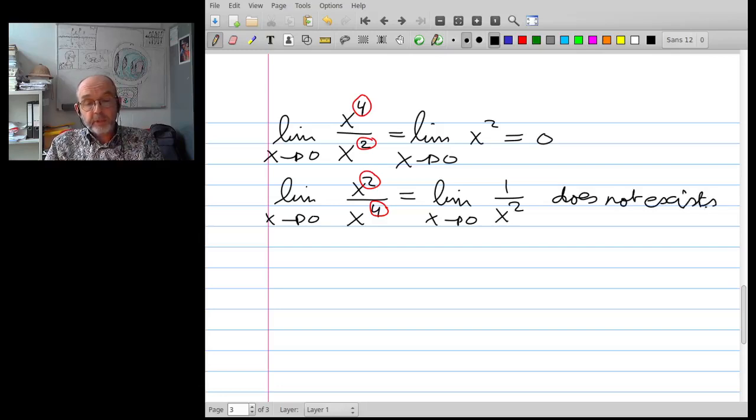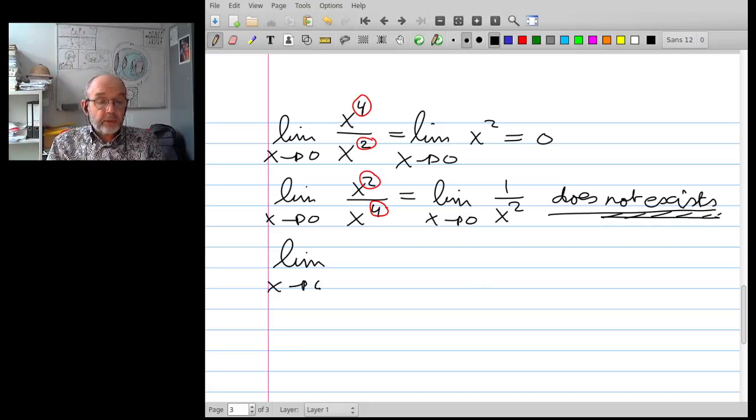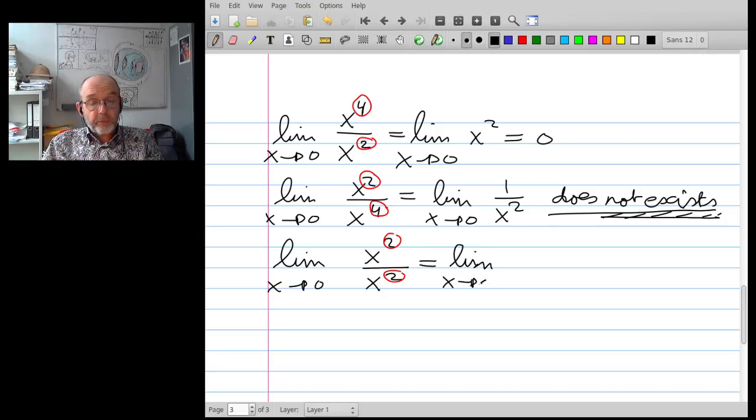So this limit does not exist. Then what can we also do? We can also do x squared divided by x squared. And what do we see? The powers are the same, and now if you divide them by each other, you get 1 out of it. So here you get just the limit as x goes to 0 of 1, and that is just 1.